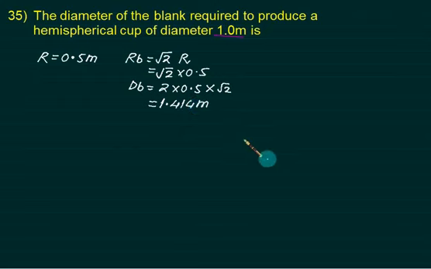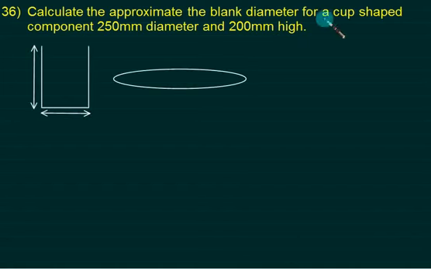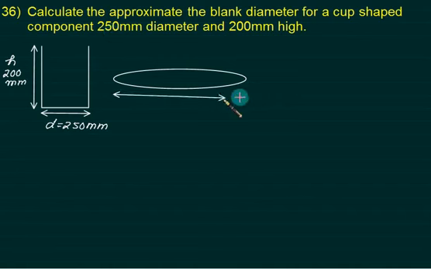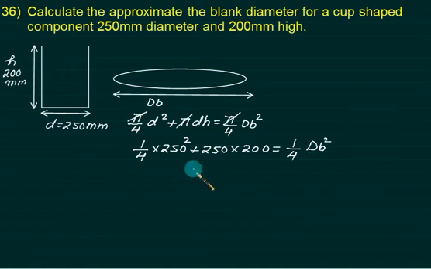Calculate the approximate blank diameter for a cup-shaped component of 250 mm diameter and 200 mm height. We are given the diameter of the cup as 250 and the height as 200, and we need to find the diameter of the blank. You just have to equate the material required. The material required for the bottom plate is pi by 4 d square, and for the side wall it is pi d h. So just substitute and solve it. Pi will get cancelled: 1 by 4 times 250 square plus 250 multiplied by 200. You can solve this for the diameter of the blank. The answer is 512 mm.